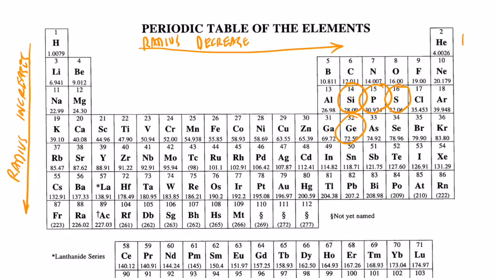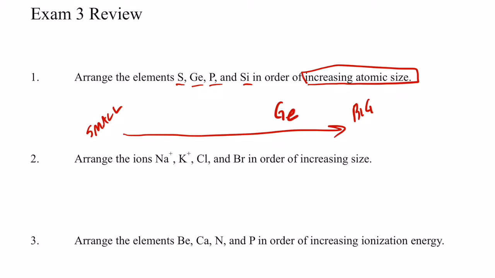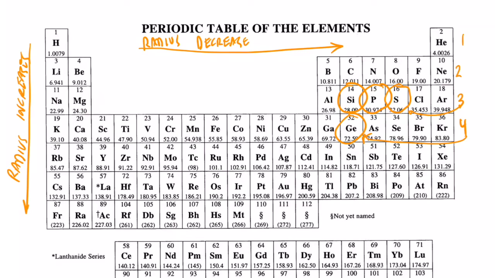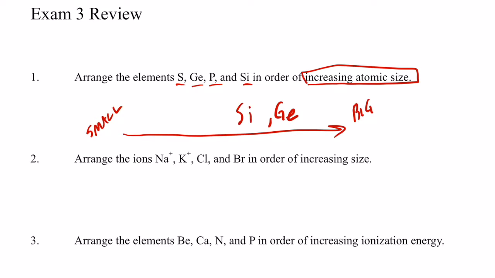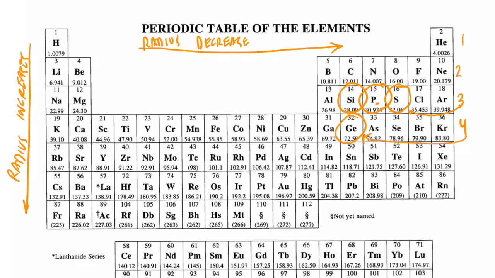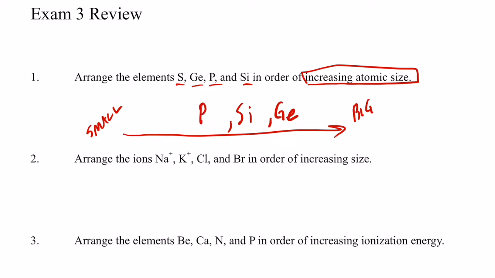So it looks like we have 1, 2, 3, 4 energy levels for the element germanium, and sulfur, phosphorus, and silicon only have 3. So the largest radius is going to be germanium, so I'm going to put that one at the end. Then if it decreases when I move to the right, that means sulfur will be the smallest, silicon will be the next largest. So I'm going to put silicon there, and then we would have phosphorus and finally sulfur. So from smallest radius to largest: sulfur, phosphorus, silicon, and germanium.